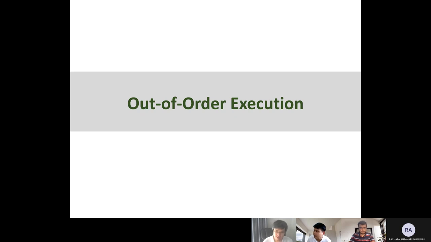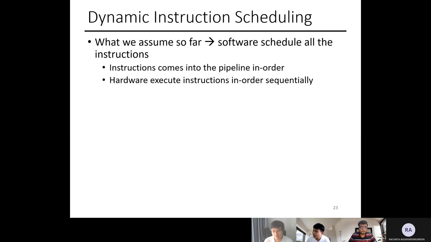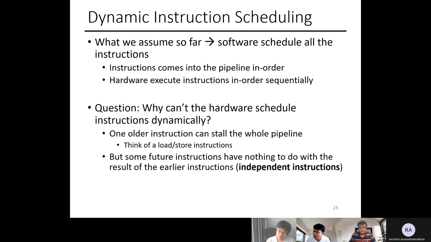So now let's wrap up what we learned so far and put it together in the form of out-of-order execution. This is done through dynamic instruction scheduling. What we assume so far is that software schedules all the instructions through the assembly, line by line. Instructions come into your pipeline in order, and the hardware executes them in order. So your question is, why can't we just dispatch independent instructions? You've seen some of that already. Let's put this all together into an algorithm that you can follow.